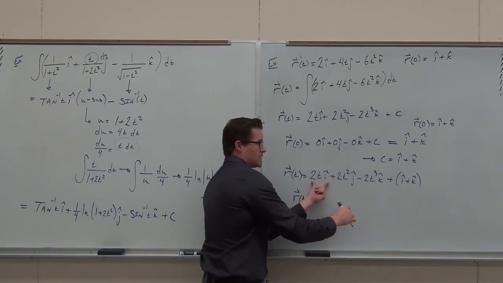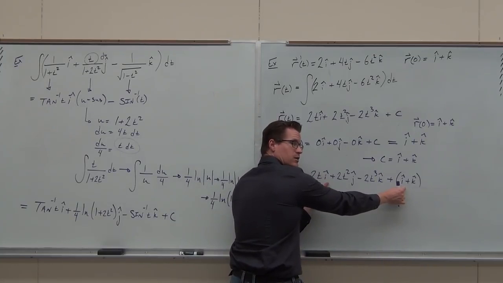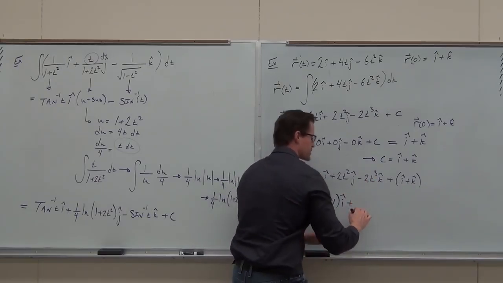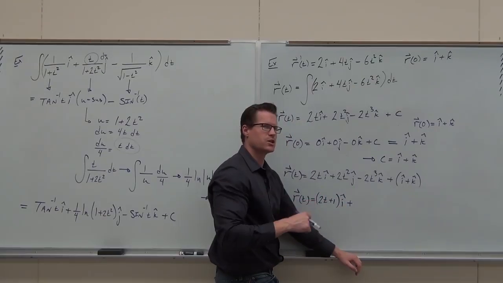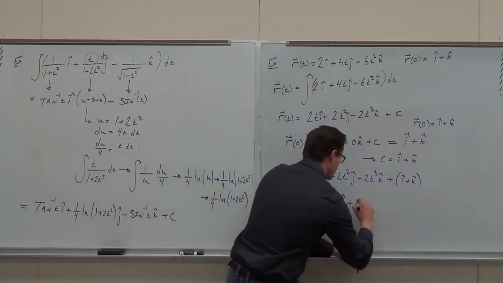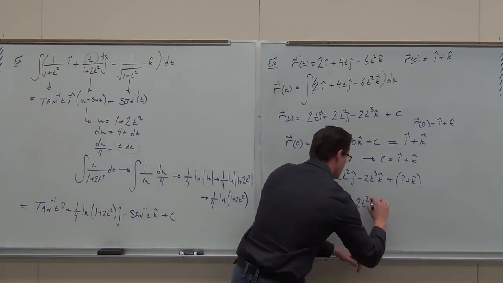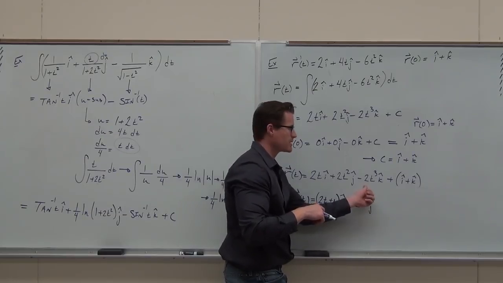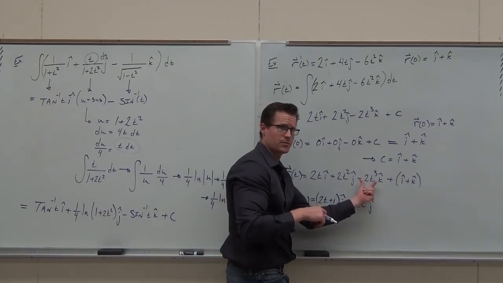So I know that this is 2ti. Well, this is how many i's over here? So if I combine these, factor the i, I get 2t plus 1 i plus how many? What do I do with the j's? Do I have to do anything to the j's? Then what? I'll give you a hint. Keep that sign with this term. Always put a plus. It'll help you out tremendously.